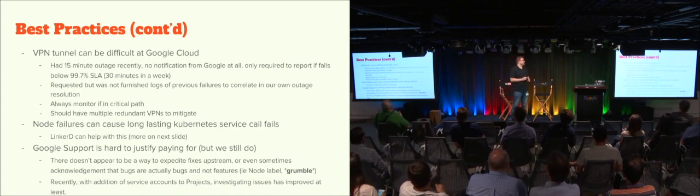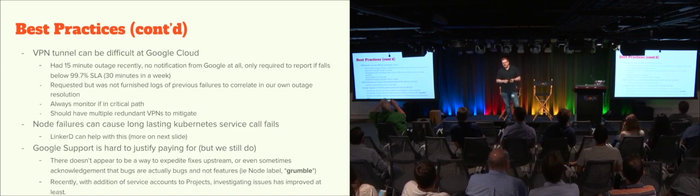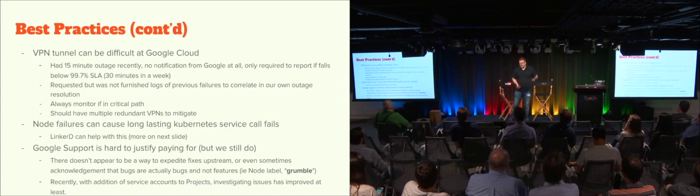VPN tunnels at Google can also be very difficult. About 4 months ago, we had a 15-minute VPN outage. I talked about our cluster setup, with our developer public cluster and our financial data private cluster connected with a VPN tunnel. If you can imagine you're a financial tech company taking payments, like PayPal, and you can't do payments for 15 minutes, it's a pretty big outage. It's a lot of money involved.